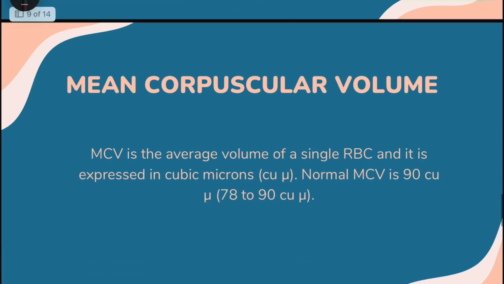So starting with them, let's understand each of them in detail, starting with the mean corpuscular volume, or the MCV. So what does it mean? MCV is the average volume of a single RBC, and it is expressed in cubic microns. The normal MCV count is 90 cubic microns on average, and it ranges from 78 to 90. That means, as the name suggests, the average volume of a single RBC.